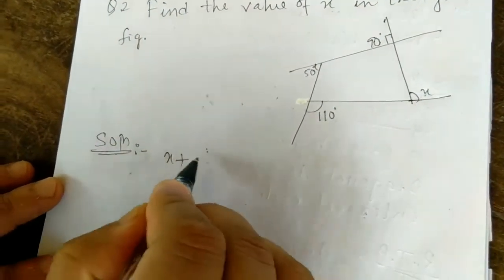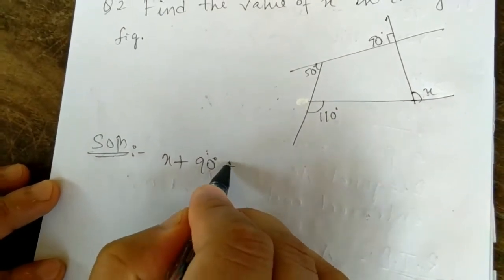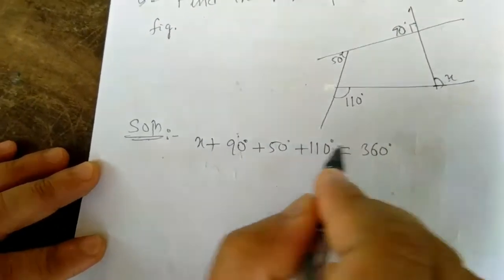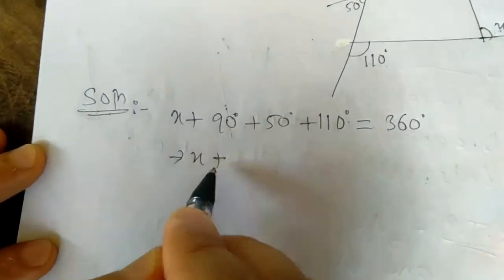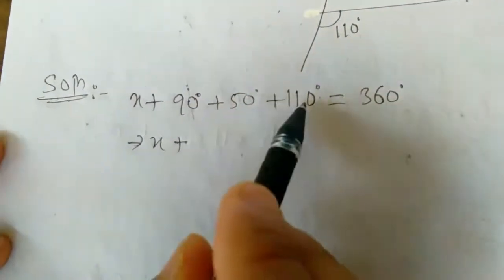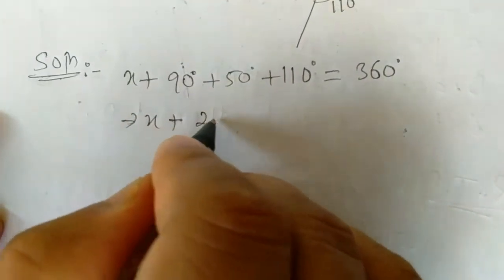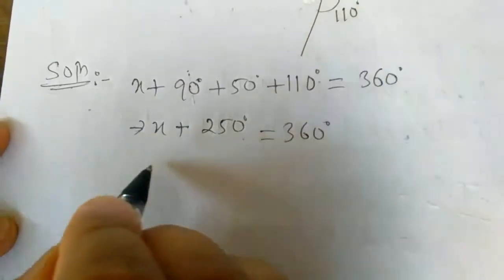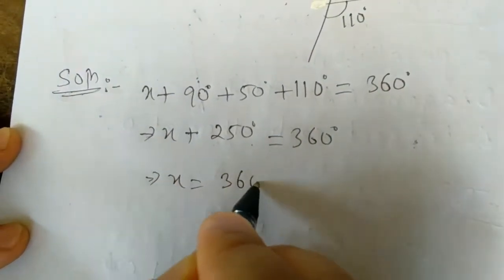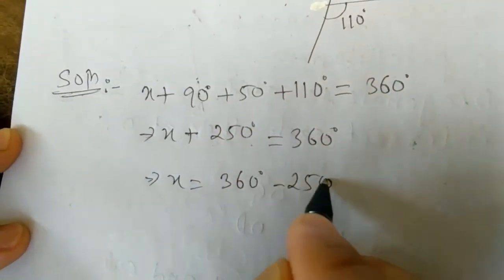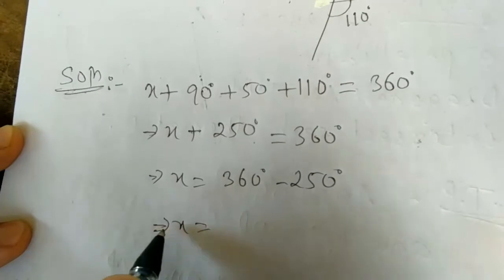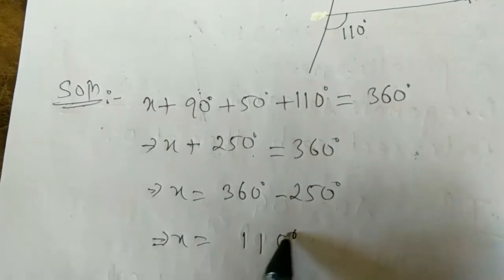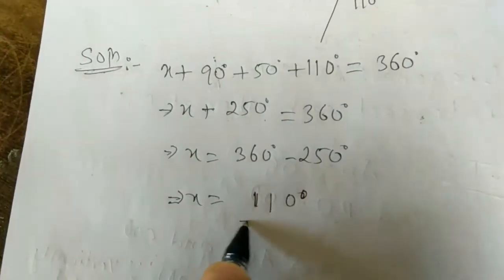So x plus 90 plus 90 degree plus 50 plus 110 equal to 360 degree. If you add all this, you will get 250 degree. So x plus 250 degree equal to 360 degree. x equals 360 degree minus 250 degree. You subtract it, x equal to 110 degree. So 110 degree is the value of x.